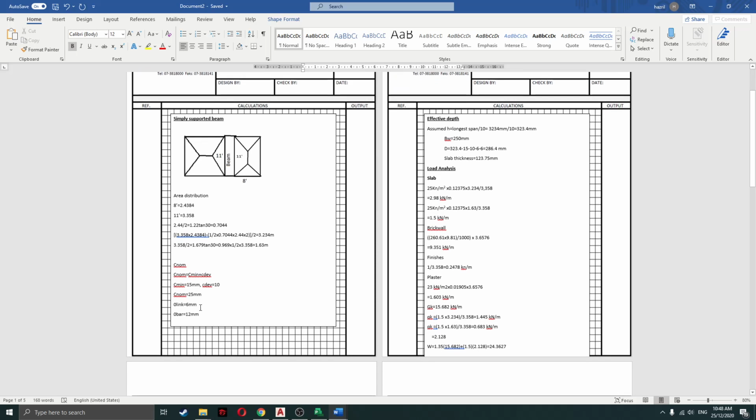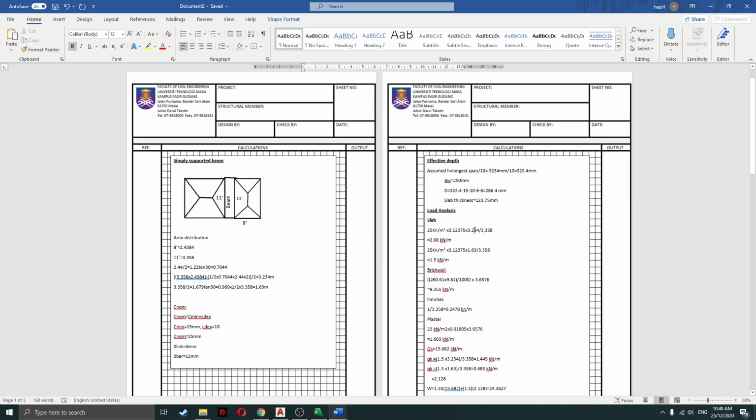Main bar I get 25 millimeter, links I get 6 millimeter, bar I get 12 millimeter. For effective depth, I assume span over 10. Then I get 3 to 3.4 millimeter. BW 250 millimeter because continuous beam is 250 millimeter. Effective depth minus, I get 286.4. Slab thickness 123.75. I get it because my slab is 123.75 millimeter.